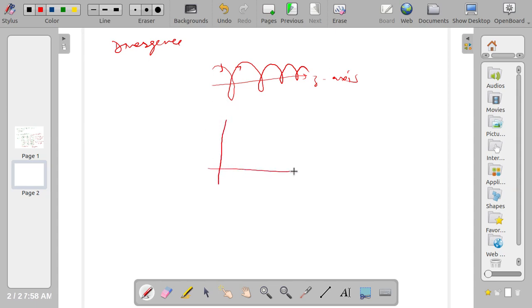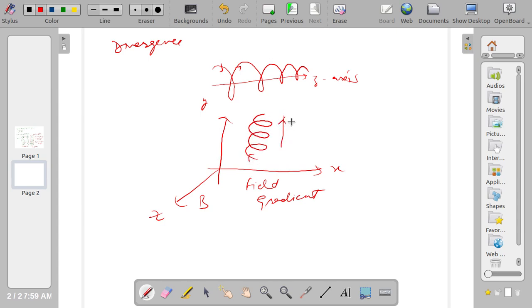So it is x-axis, y-axis, and say z-axis. Along the z-axis the magnetic field is applied, and if the gradient is along the x-axis and along y it is 0, then such type of path will be followed. So it is known as gradient drift.